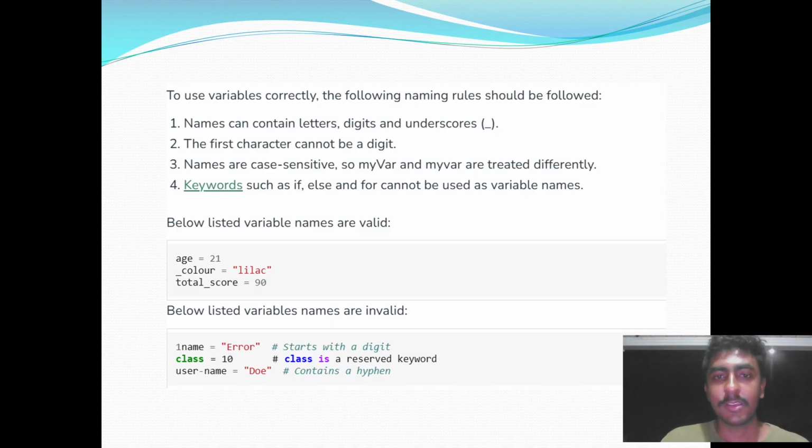Rule number 6. Use meaningful names. This isn't a syntax rule, but it's good programming practice. Suppose you are storing a student's age. Which is better? x equal to 19 or age equal to 19? Obviously, age is better. Similarly, instead of a equal to 55,000, write salary equal to 55,000. Meaningful names make programs easy to read and maintain.